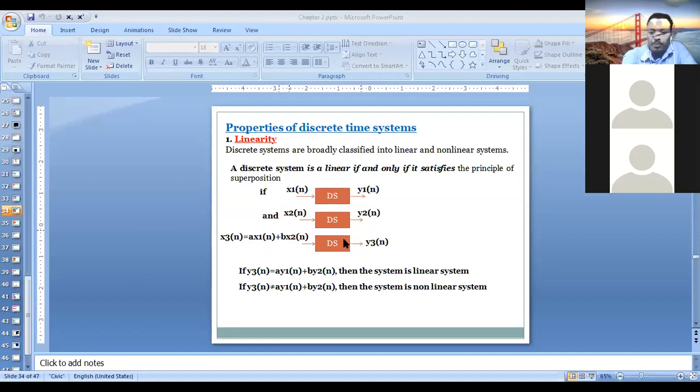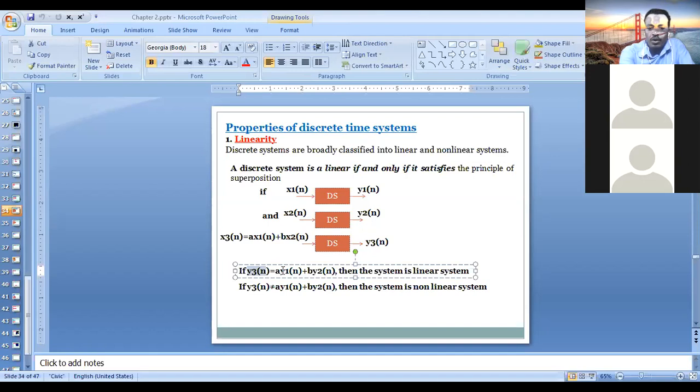Homogeneity means multiplication by a constant. If x1 of n generates y1 of n, and you multiply the input by 2, the only effect is that the output is also multiplied by 2. If you multiply it by 4, the output also will be multiplied by 4. Then we call it homogeneous. Okay? That's what we call homogeneity.